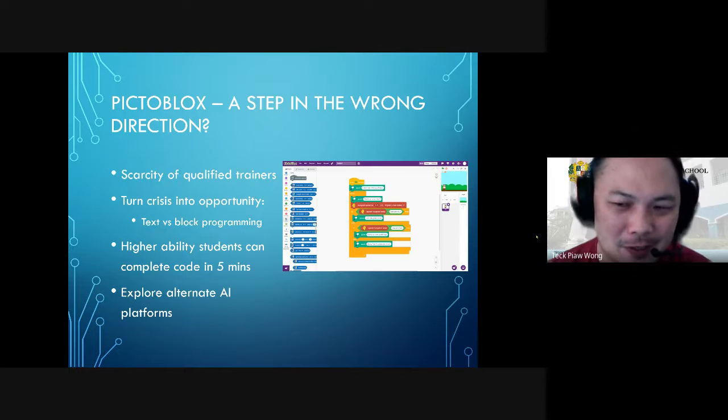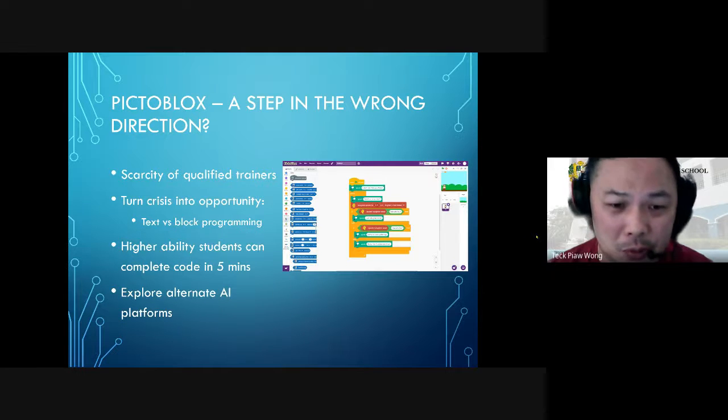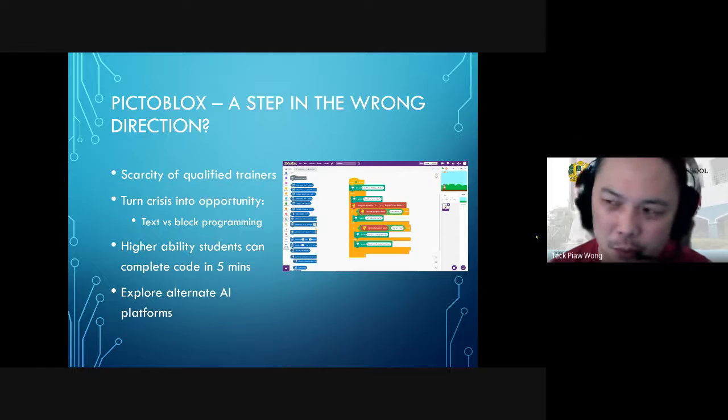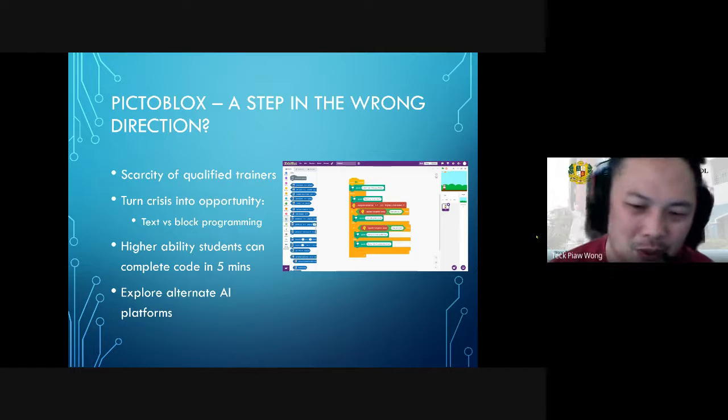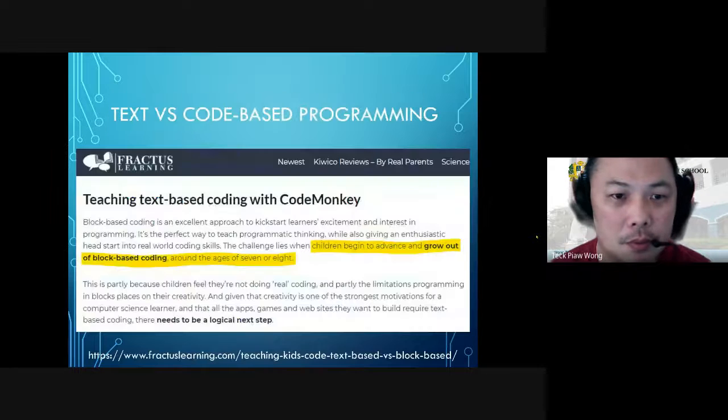So I think this is a good chance for us to gather some data from the end of module. We are now in the midst of the module, midstream. I have got 3 more lessons to go before I can run the survey. And then with that, I can report back whether or not block-based programming is still appropriate for secondary school kids. In fact, the higher readiness students can actually complete even a long block-based code in 5 minutes. So we also take this opportunity to explore alternative AI platforms as well.